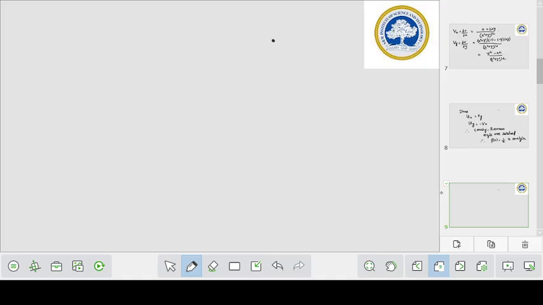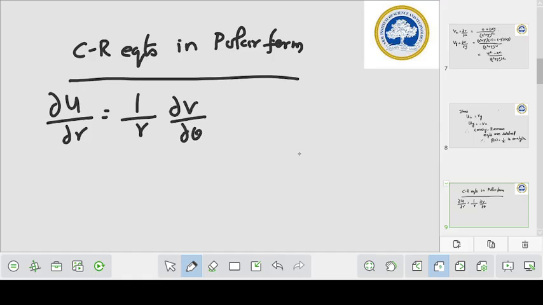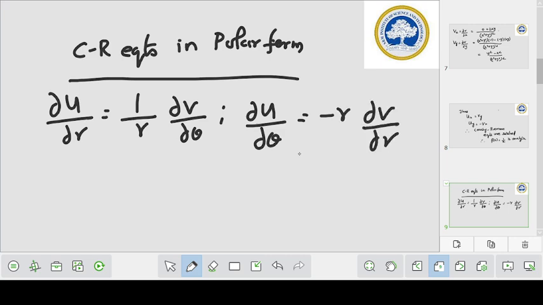Now you have it in polar form also. What is the CR equations in polar form? So dou u by dou r equal to 1 by r dou v by dou theta, and this is one equation. Dou u by dou theta equal to minus r dou v by dou r. So this one we call the Cauchy-Riemann equations in polar form.